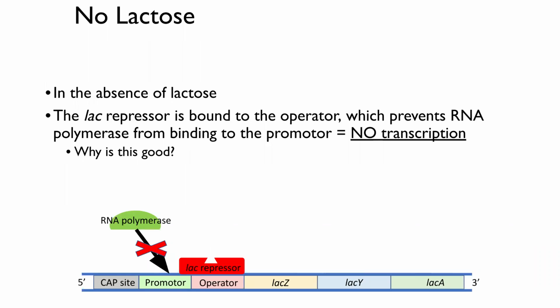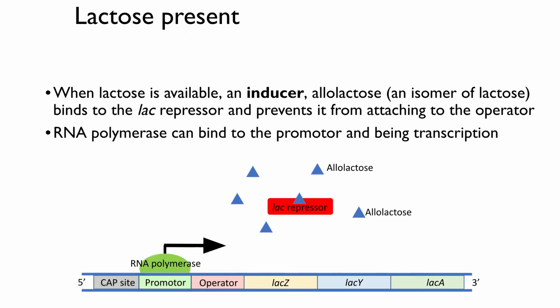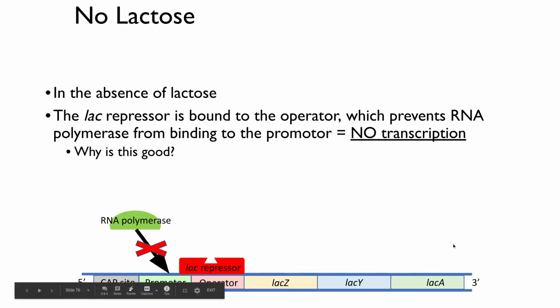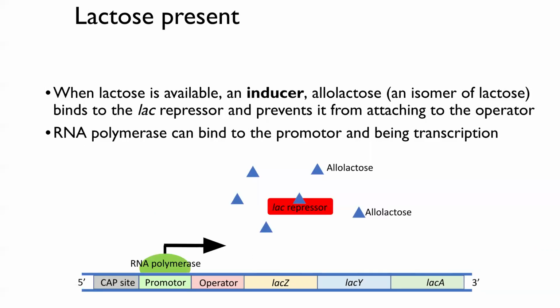So let's talk about what happens in the absence of lactose. In the absence of lactose, the lac repressor is bound to the operator, which prevents RNA polymerase from binding to the promoter, which leads to no transcription. And you should ask yourself, why is this good? Well, it's good because if this is bound, that means you won't produce these genes, right? That's good.